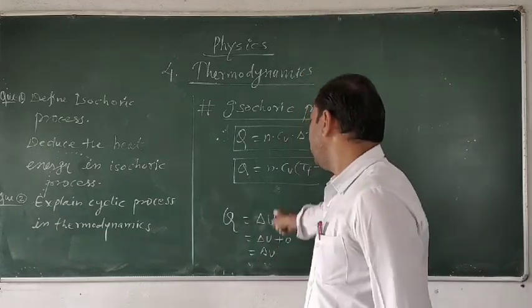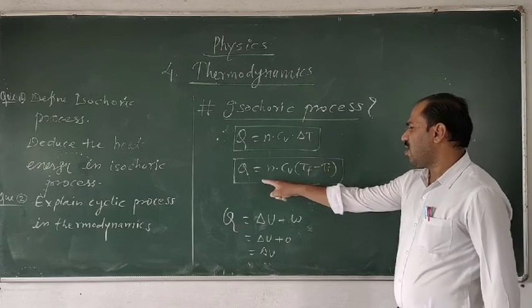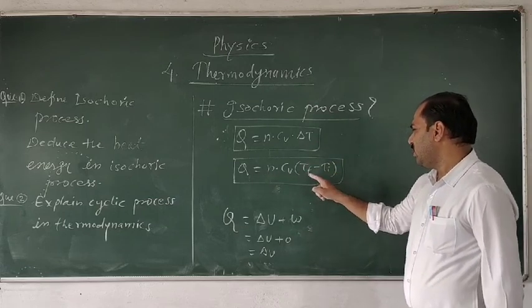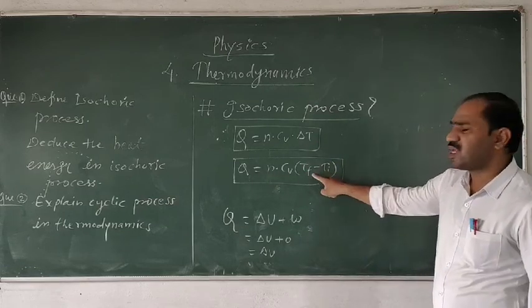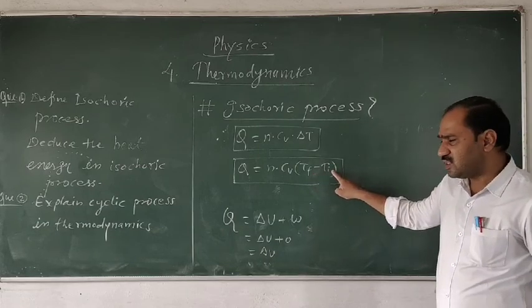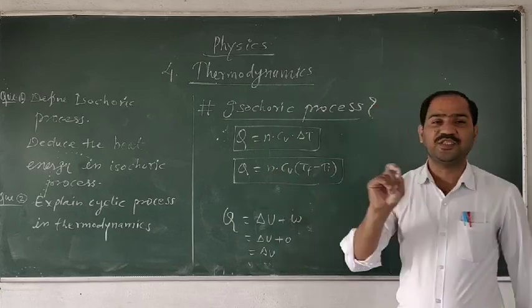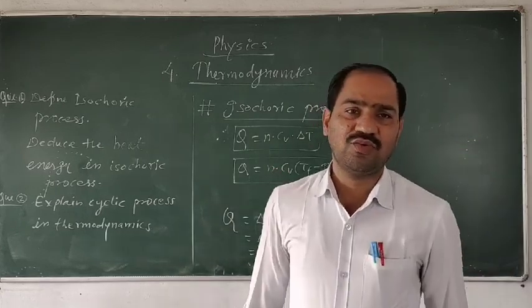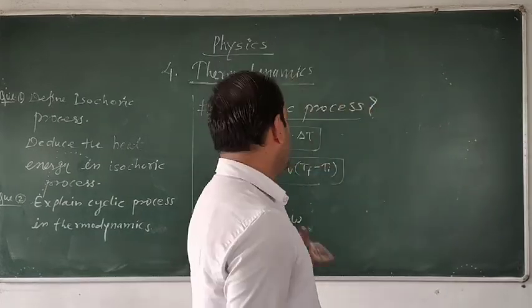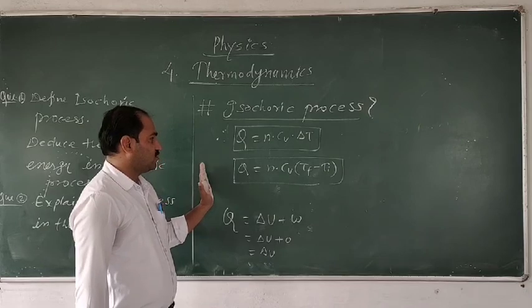Therefore, here Q is equal to n Cv dT, or delta T, or Q is equal to n Cv (Tf minus Ti), where Tf stands for the final temperature and Ti is the initial temperature. Here n is the number of moles of the gas, and Cv is the specific heat at constant volume. So this is about the isochoric process.